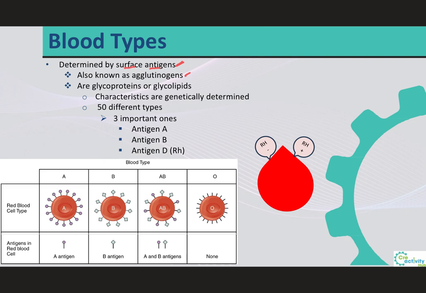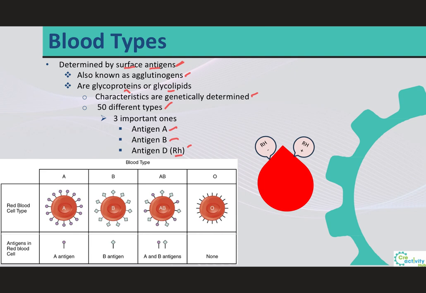So these surface antigens are either glycoproteins or glycolipids, whose characteristics are going to be genetically determined. We have at least 50 different kinds of surface antigens that have been localized on the surfaces of the red blood cells, and 3 of particular importance have been designated surface antigen A, B, and D. Now, D is also known as RH. Therefore, we can say that the red blood cells of each person have a characteristic combination of surface antigens.